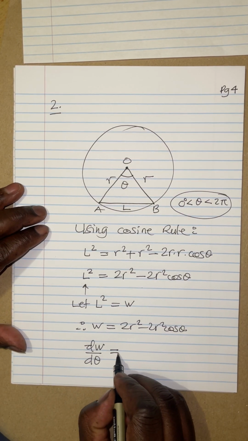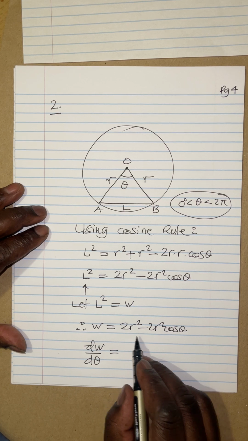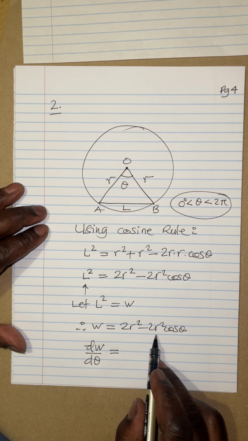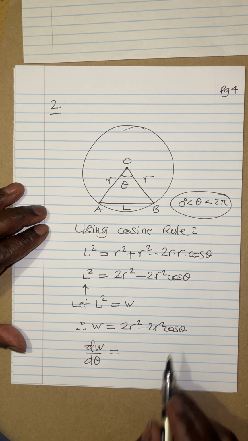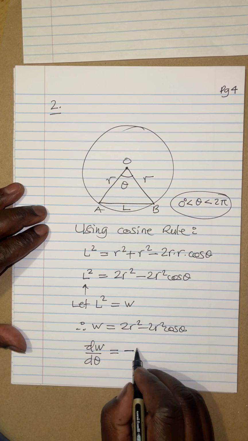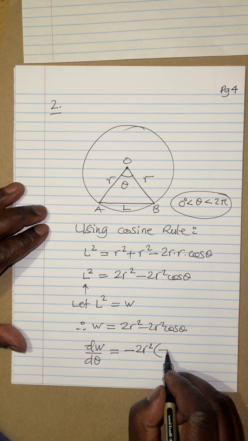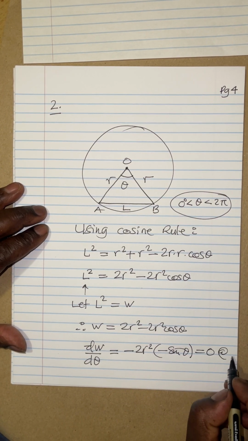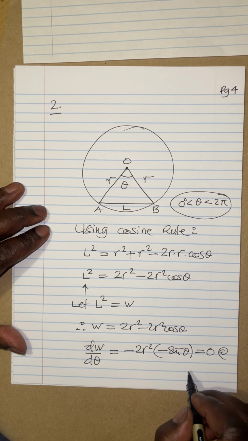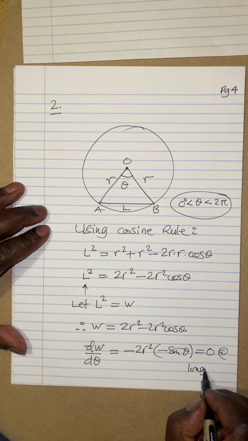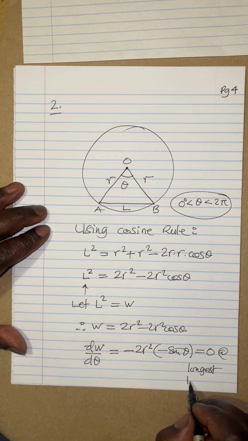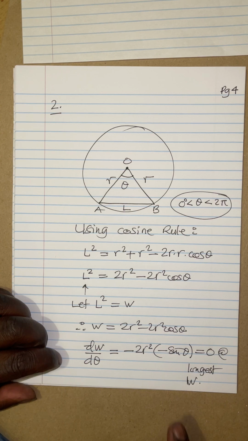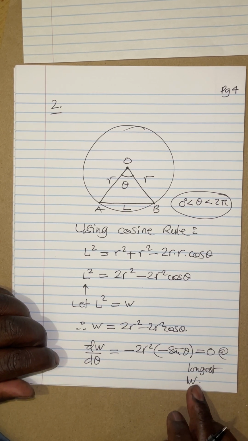So therefore, theta is our variable. Now differentiating, that is a constant, 0, and this part here, remember, minus 2R squared is a constant. Derivative of cosine is minus sine. So this will be minus 2R squared, which is a constant, times minus sine of theta. And this must be equal to 0 at, remember it says longest, at the longest length, longest W. Let's just say W is a chord, longest length of W. That's basically what I'm trying to say here.